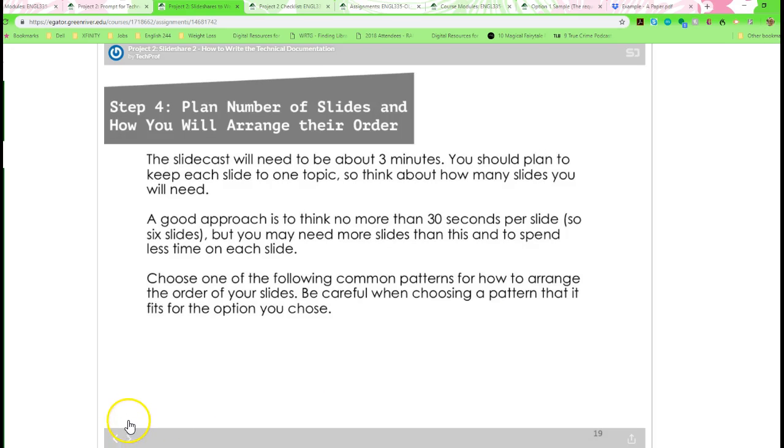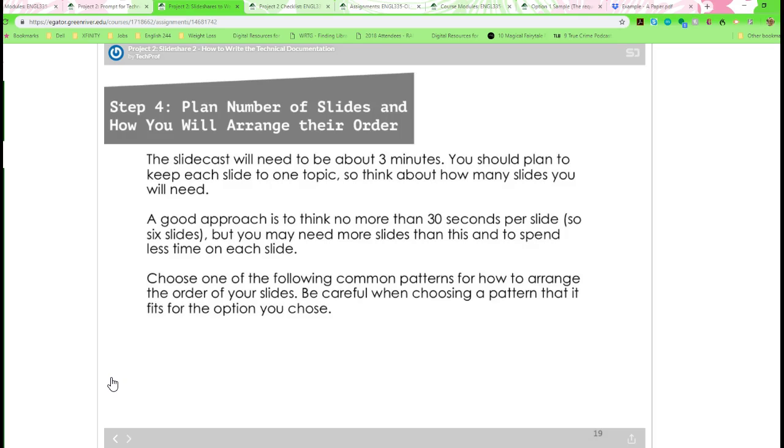And step 4, plan the number of slides and how you will arrange their order. The slide cast is going to need to be about 3 minutes. You should plan to keep each slide to one topic. So think about how many slides you're going to need. A good approach is to think no more than 30 seconds per slide, so 6 slides. But you may need more slides than this and to spend less time on each slide. That's up to you. Divide it up however you're going to need.